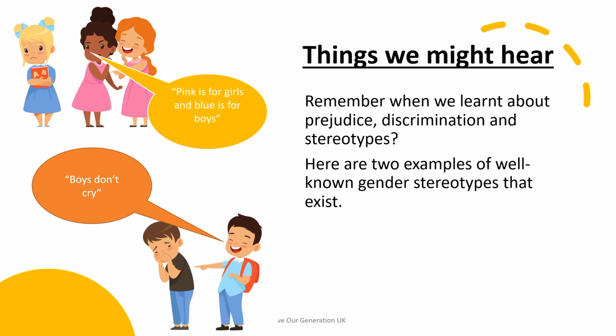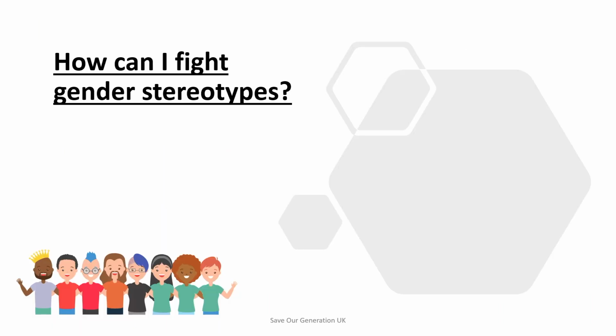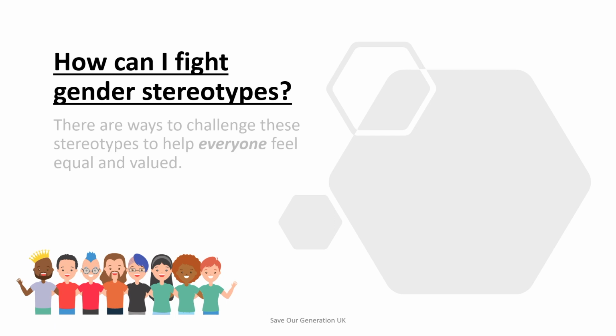Sexism is prejudice or discrimination against someone based on their sex or gender. Sexism happens to everyone, but more commonly towards women and girls. Like last week, we spoke about how you can make a change. Here are some ways to challenge negative stereotypes and recognize them.